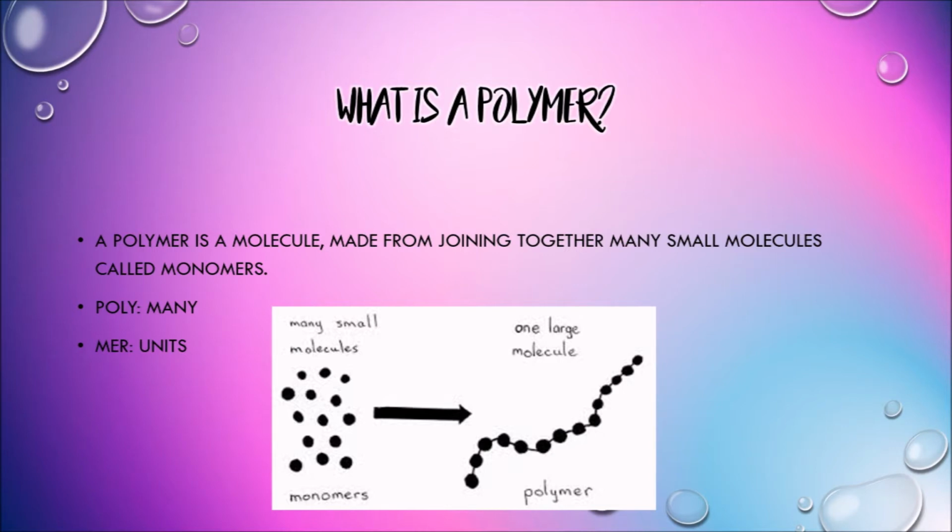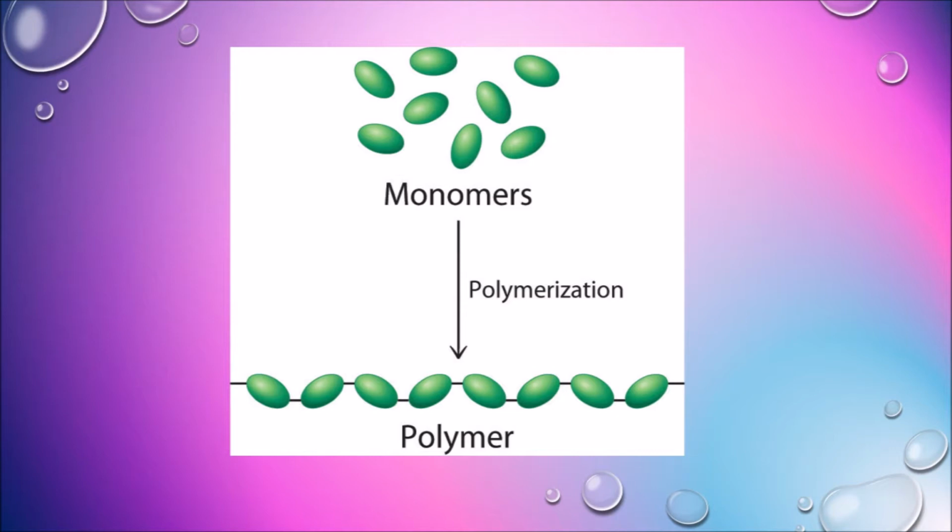Okay, so if we take the word polymer and we break it down into poly, meaning many in Greek, and mer, meaning unit, this shows how the chemical composition of a polymer consists of many smaller units, or monomers, bonded together into a larger molecule. A chemical reaction bonding monomers together to make a polymer is called polymerization.